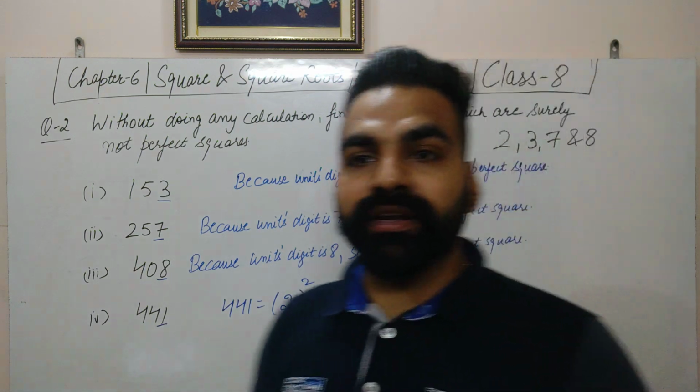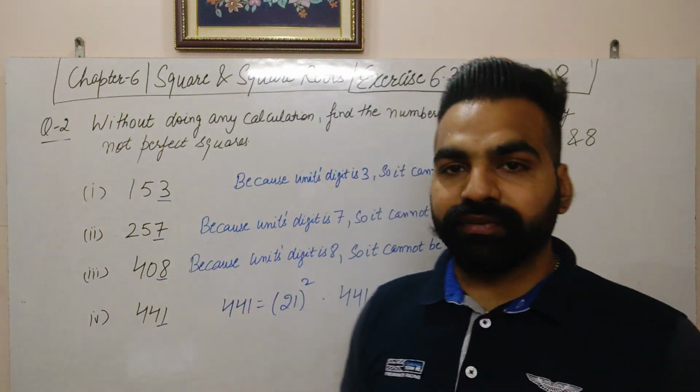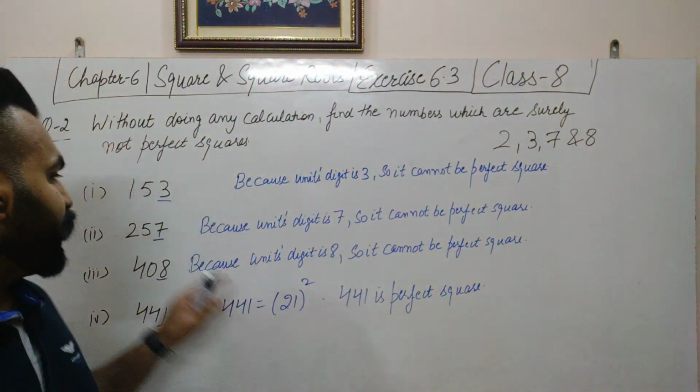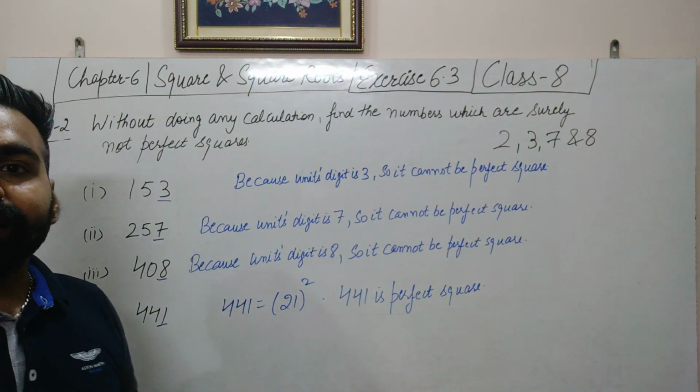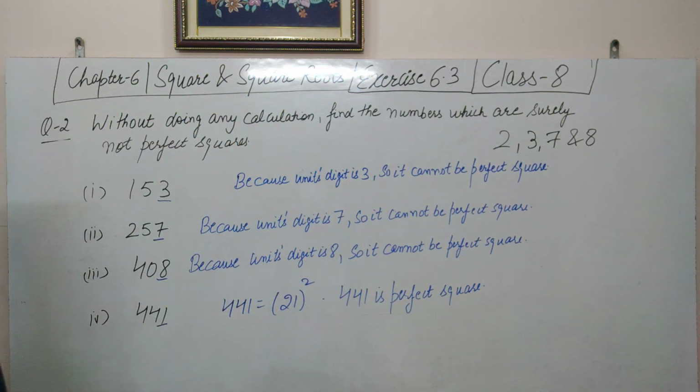So whenever a number is the square of some other number, then that number is called a perfect square. So this was question number 2. By looking at only the units place, we can tell whether it can be a perfect square or not.